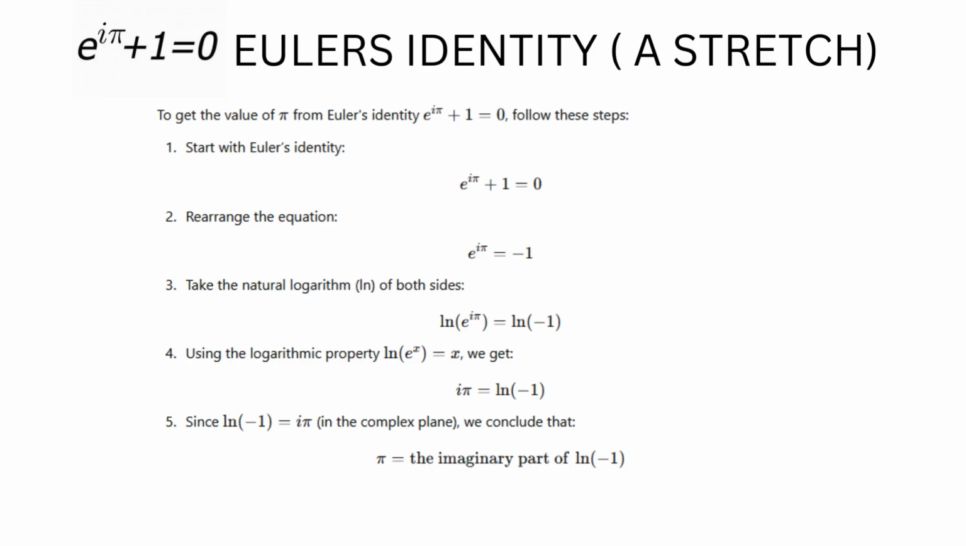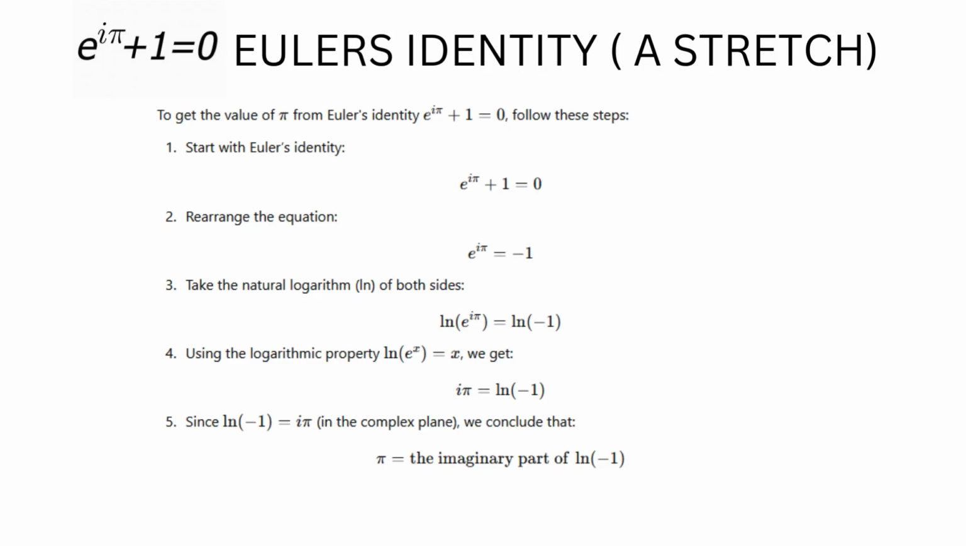Euler's identity, which is a bit of a stretch. We start with the identity, rearranging to equal -1, where we can take the natural logarithm of both sides. Given that the natural logarithm of e to the x equals x, we get i pi equals natural logarithm of -1. So we can conclude that pi equals i times the natural logarithm of -1.